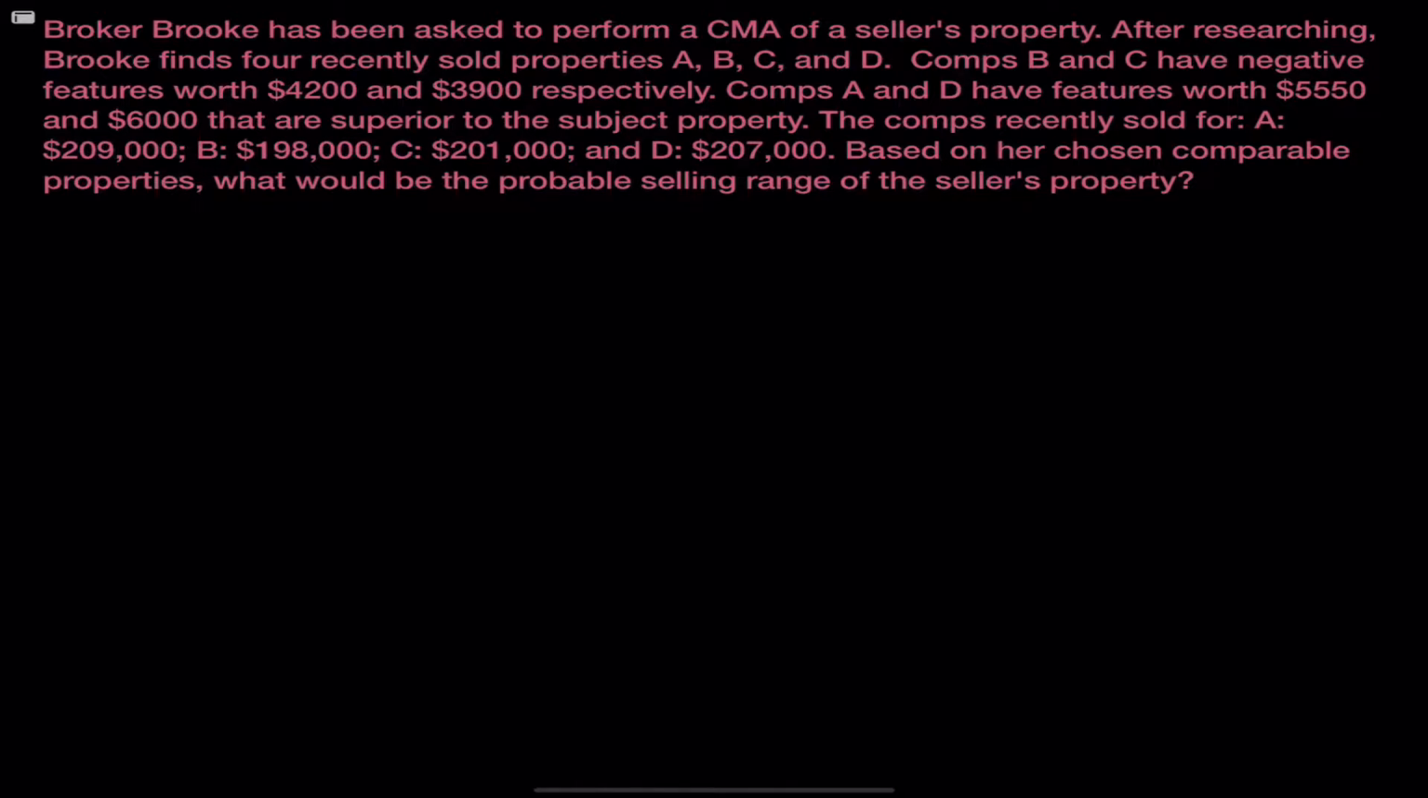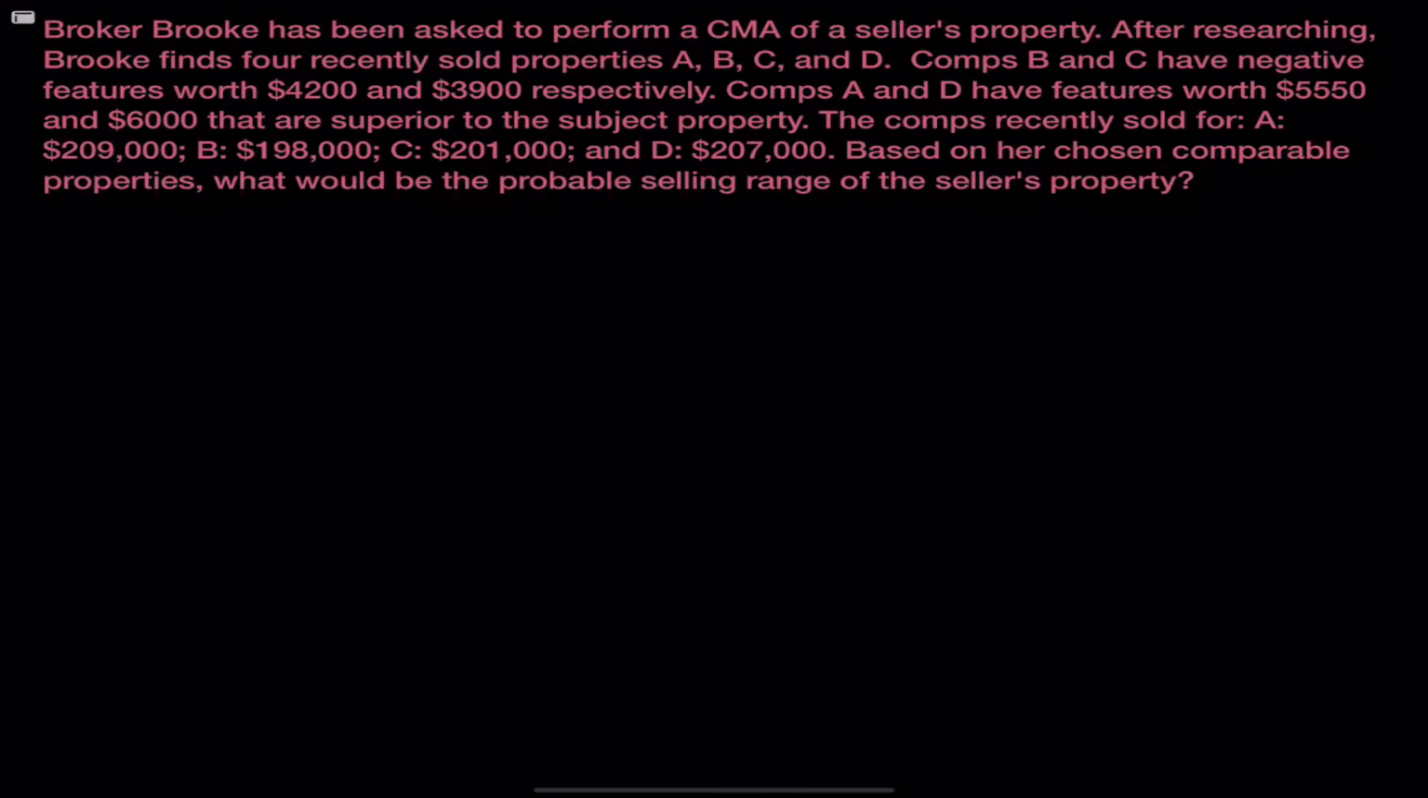The comps recently sold for A, $209,000, B, $198,000, C, $201,000, and D, $207,000. Based on her chosen comparable properties, what would be the probable selling range of the seller's property?